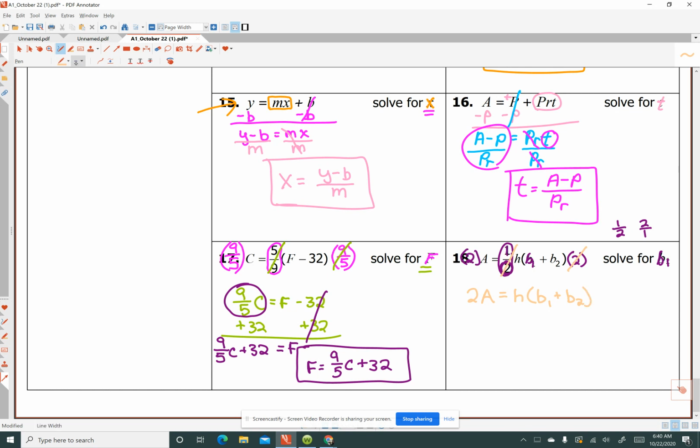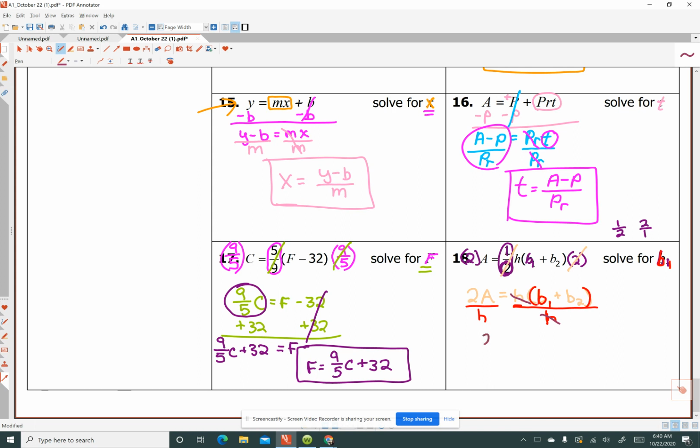Let me get a darker color here. Okay, we're isolating for B1. Here's my B1. Remember, think of it as GEMS backwards. We're going to deal with the grouping symbols last. So I'm going to keep everything in the grouping symbol, but all of this in the grouping symbol is being multiplied by H. So let's just divide everything by H. And whatever we do to one side of the equation, we have to do to the other side. So now we've taken care of H.